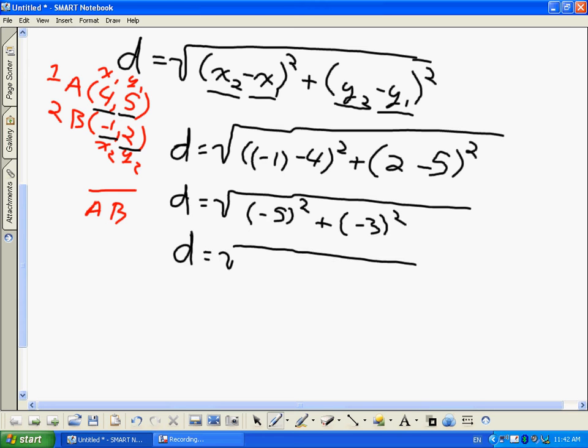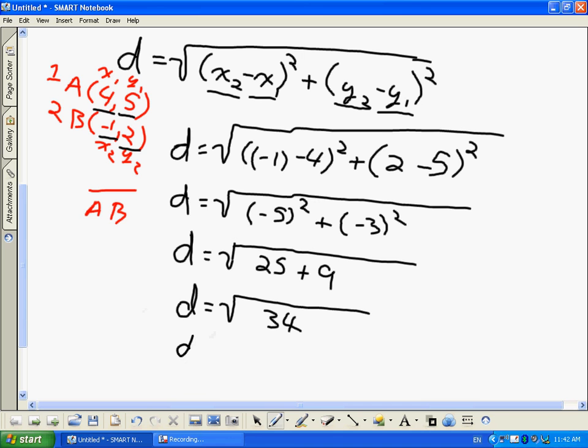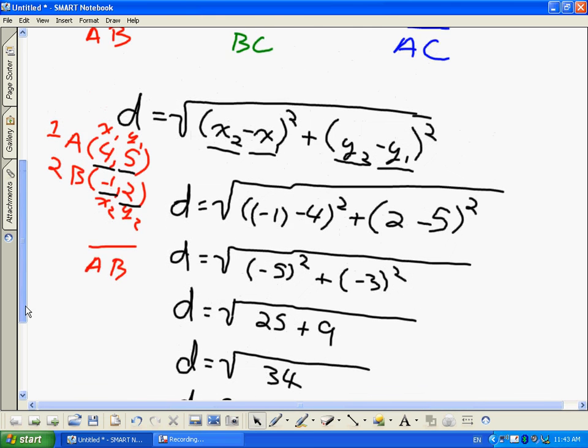D equals -5 times -5 is 25, plus 9. D equals the root of 34. Okay? Root of 34. I could continue going with that. In fact, I know for our next question I'll need to know that distance. So root of 34 is 5.83. So that's just for line segment AB. I've only solved one of the lines.